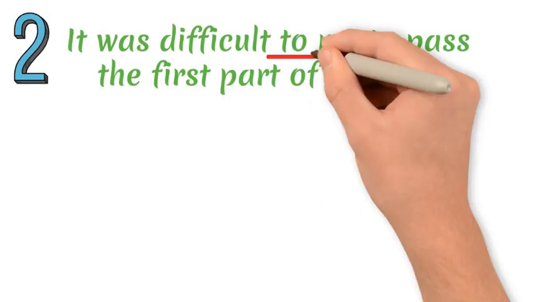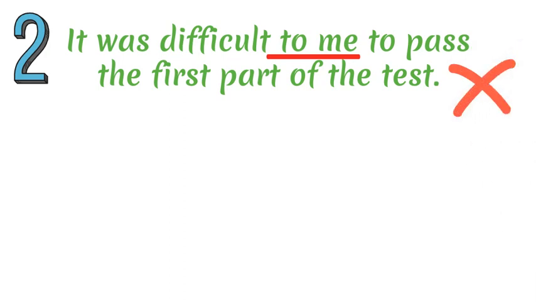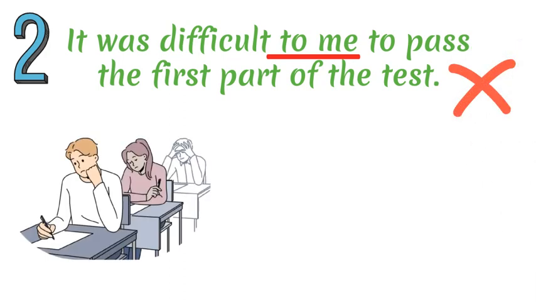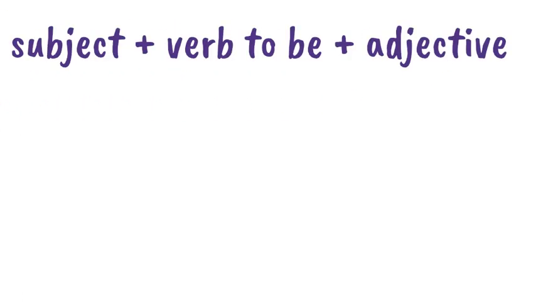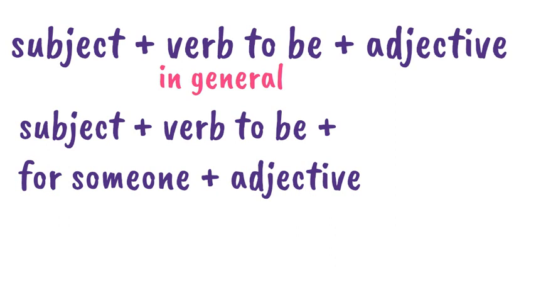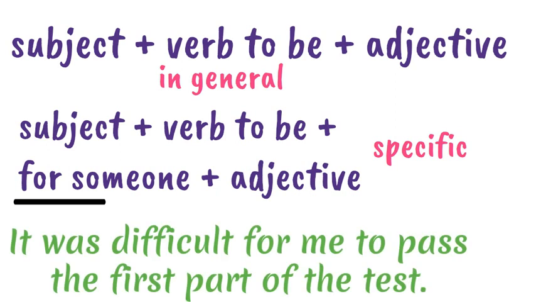Mistake number 2. The complete structure for this is as follows: subject plus verb to be plus adjective, when generally speaking about something. Or subject plus verb to be plus for someone plus adjective, if you want to specify which person this situation applies to. It was difficult for me to pass the first part of the test.